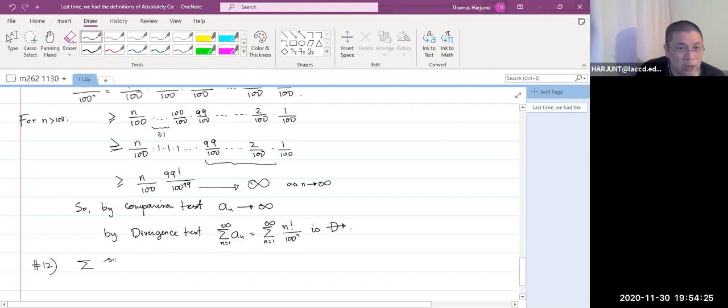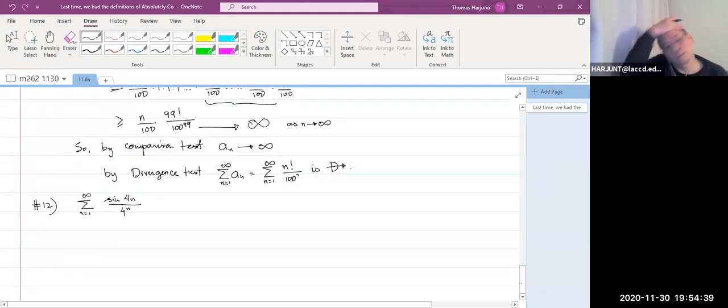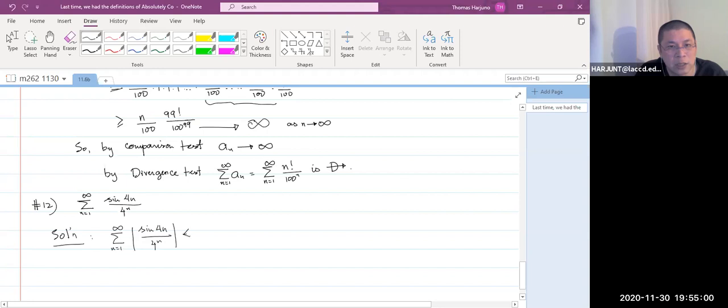Number 12. Consider this series, sine 4n over 4 to the n. Solution. Notice that even if I put the absolute sign, this is less than or equal to the series. Notice that on the top, the absolute value of sine of whatever will be less than or equal to 1, for each n. Agree?